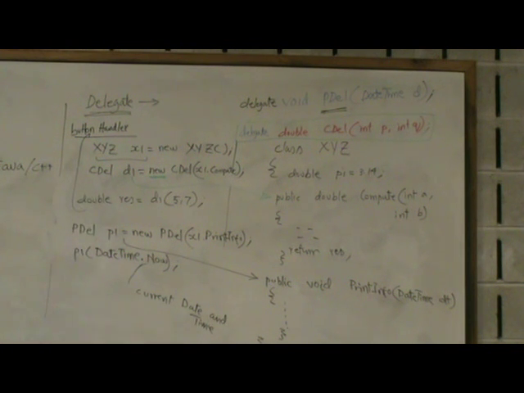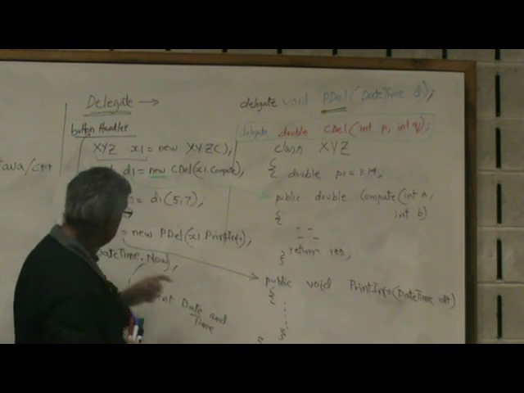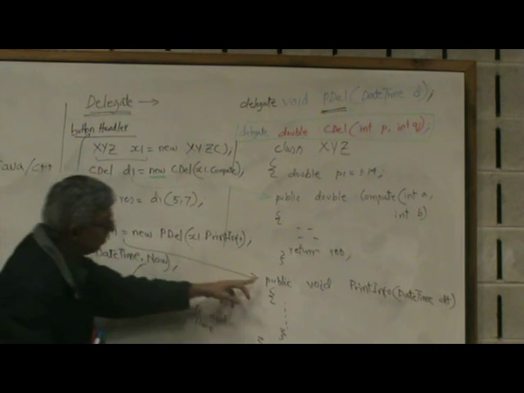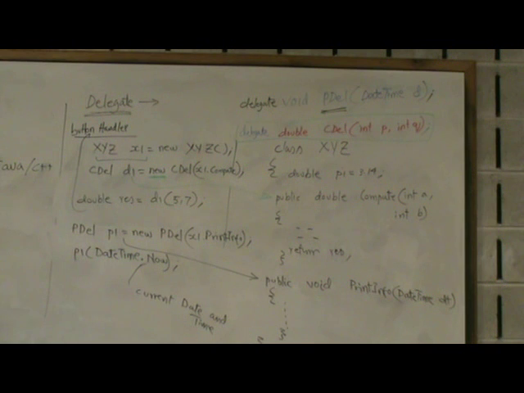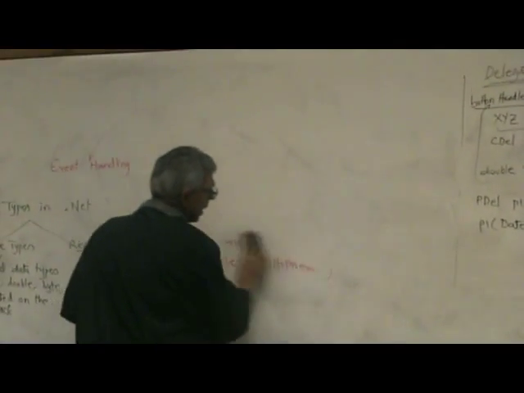So now we can call this, and whatever code we had written will get executed, right? So in this example, we have two delegates. Compute del is pointing to this function. Pdel is pointing to this function, right? Okay, so now let me give you slightly more involved uses of delegates.